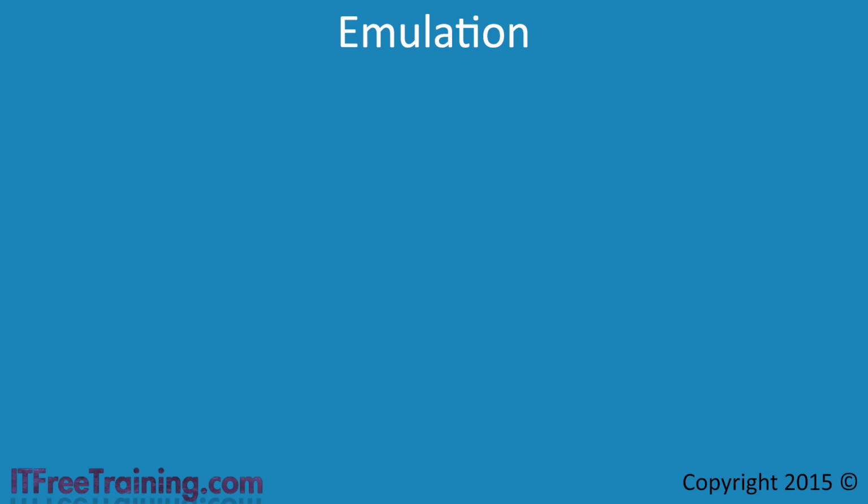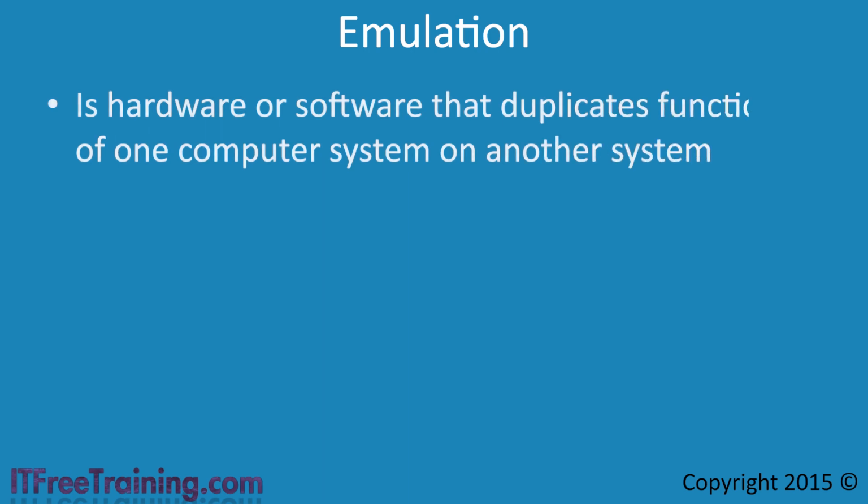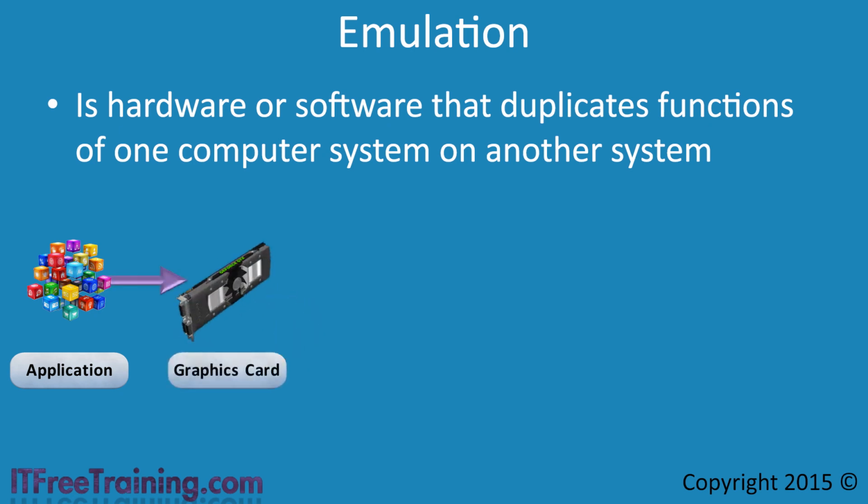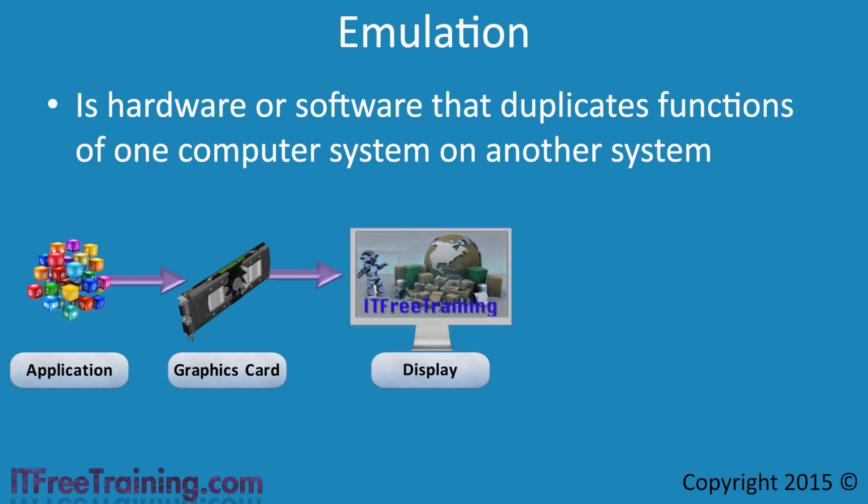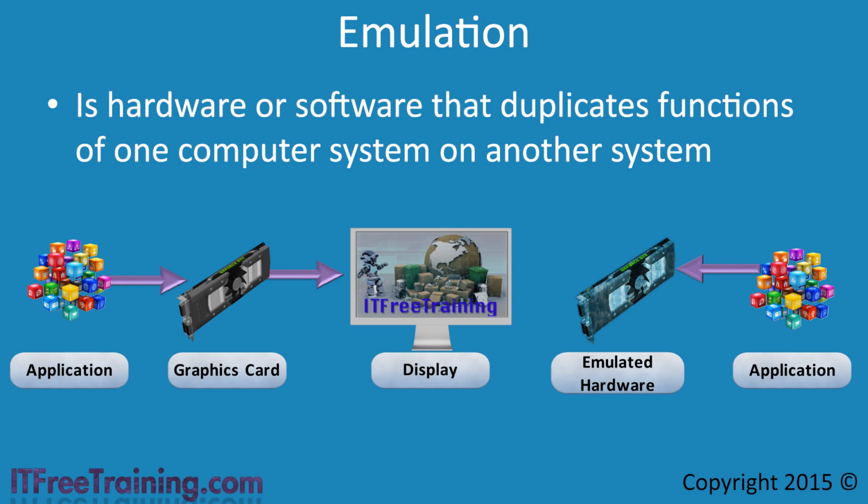To start with, consider a basic definition of emulation. This is hardware or software that duplicates functions of one computer system on another system. For example, consider that you have an application. The application wants to display some graphics, so it uses a physical graphics card, usually through a device driver, to access the monitor. When you use virtual machines, the hardware is emulated. When you have this occur, you have the application accessing emulated hardware to access physical resources like the monitor. The application does not know the difference.